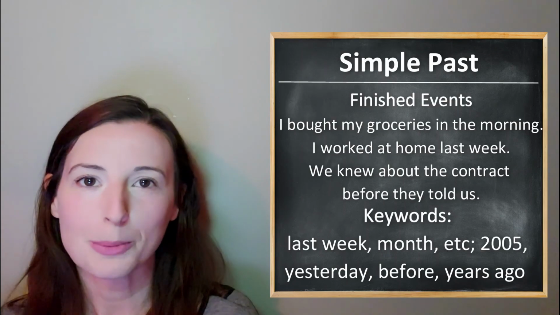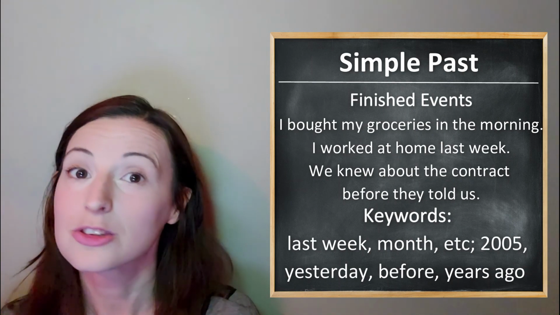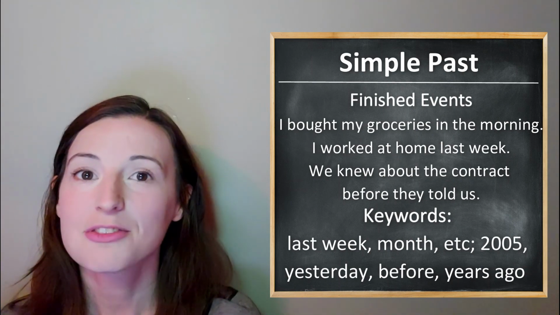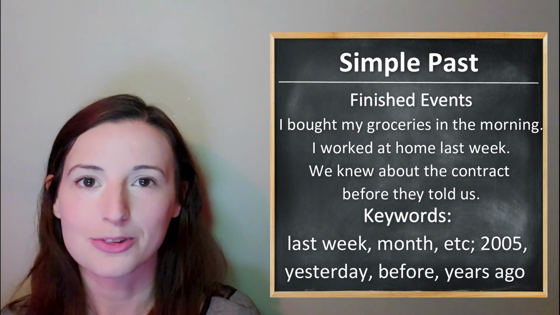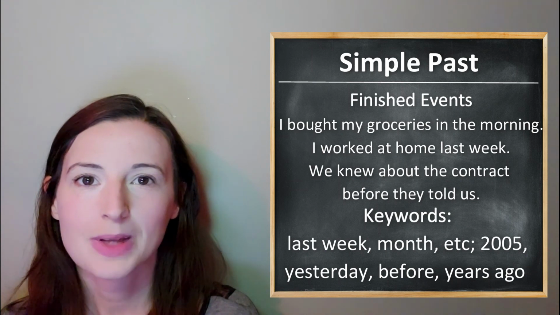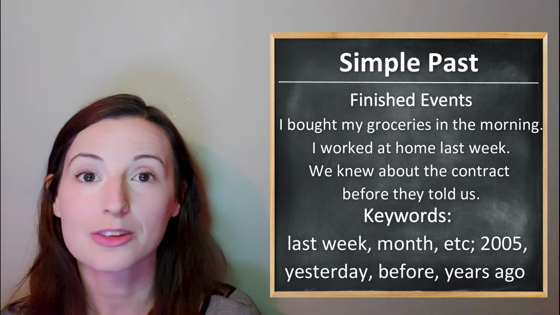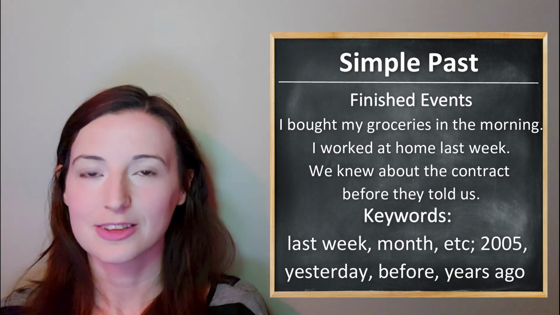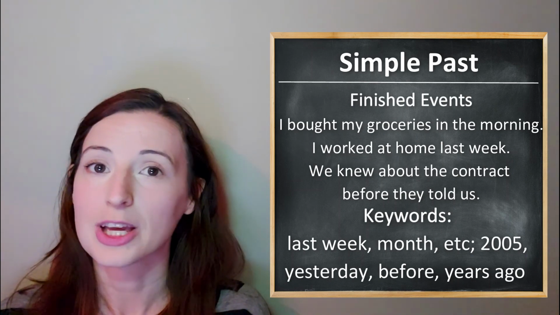Let's talk about the simple past. The simple past is used to talk about events that started in the past and have finished in the past. Let's take a look at some examples. I bought my groceries in the morning. I worked at home last week. We knew about the contract before they told us. We use markers like these in the simple past to signify the event occurred and is over now.